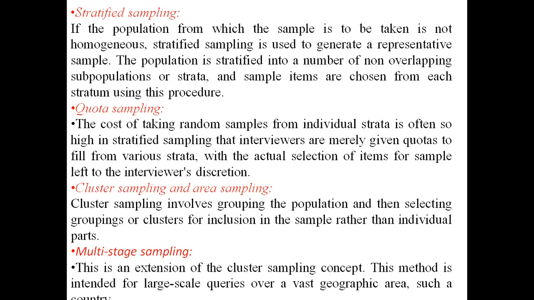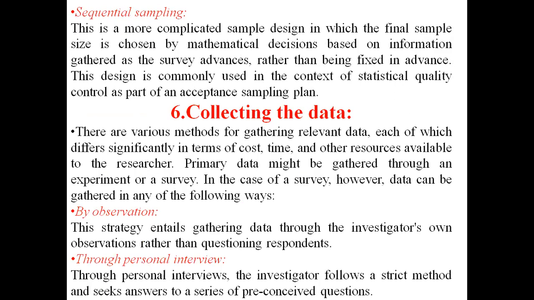Then is sequential sampling, the last one. This is a more complicated sample design in which the final sample choice is determined by mathematical decisions based on information gathered as the survey advances, rather than being fixed in advance. Thus, this design is commonly used in the context of statistical quality control as part of an acceptance sampling plan.